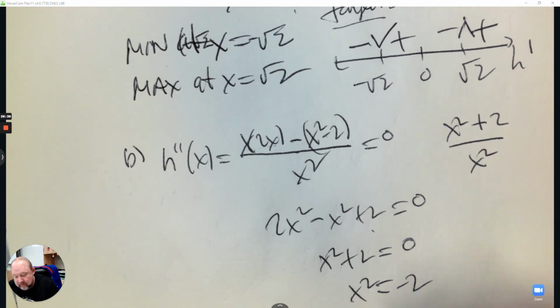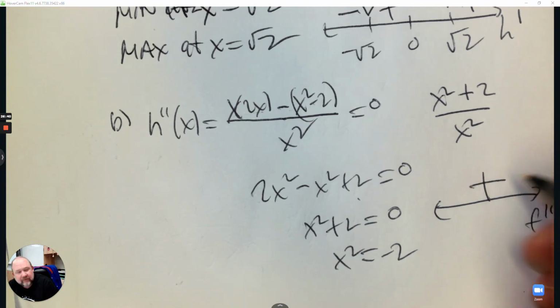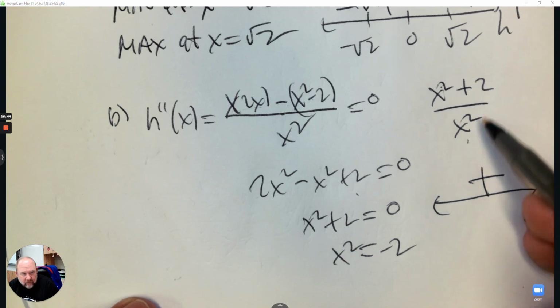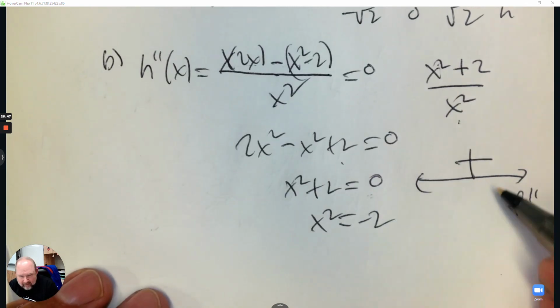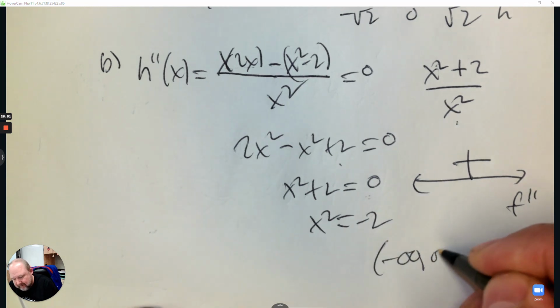All right, so there is no answer here for that. So that means entirely, it's always positive. No matter what number you put in, the answer will always be positive. There's no answer for a point of inflection. So where is it concave up? And the answer is everywhere.